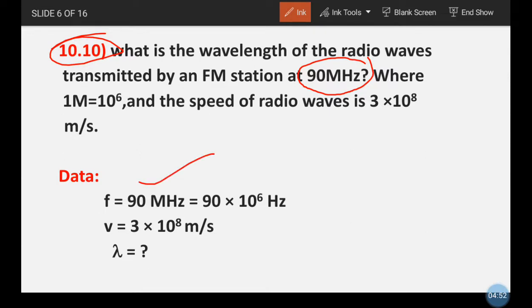To convert the value from megahertz into hertz, we will multiply this value by 10 power 6. So 90 into 10 power 6 hertz. As you know, radio waves are electromagnetic waves, which travel with the speed of light. So speed is equal to 3 into 10 power 8 meter per second, and we have to find lambda.